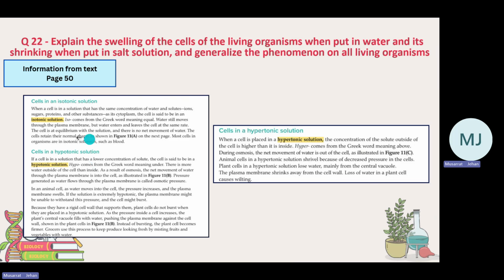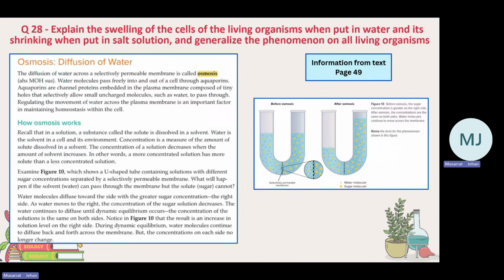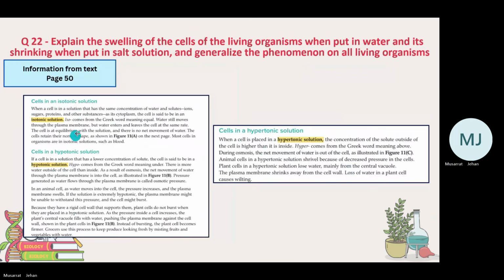Then when they're in a hypotonic solution, hypo means that the concentration of the solution is less than the concentration of the cytoplasm. Now outside it is less and inside it is more. So what will happen? Water is going to enter, just like in the previous tube you saw. Water will keep entering till the concentrations become the same. As a result of osmosis, the net movement of water through the plasma membrane is into the cell. The pressure generated as water flows through the plasma membrane is called osmotic pressure.